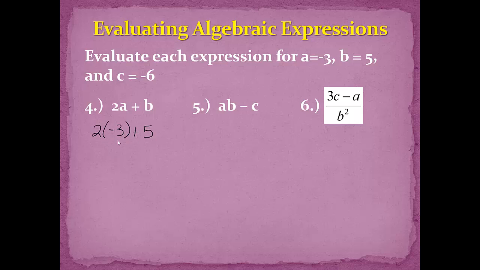We will use the order of operations to solve this. So we'll do our multiplication before we do the addition. 2 times -3 is -6, plus 5 would equal -1.